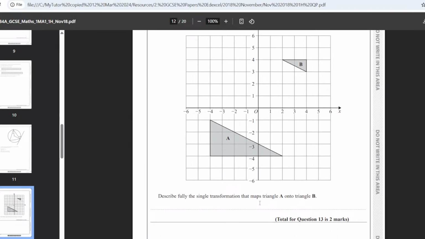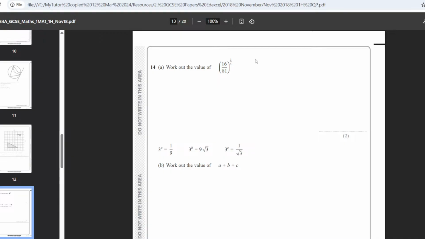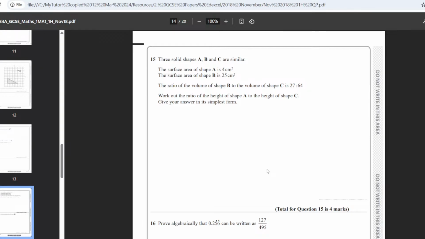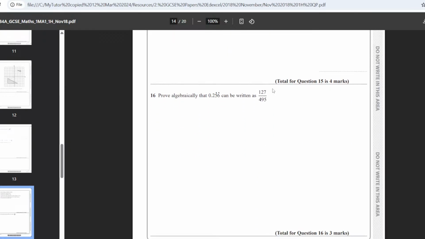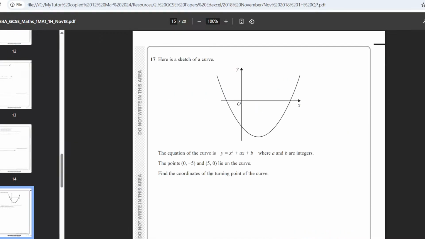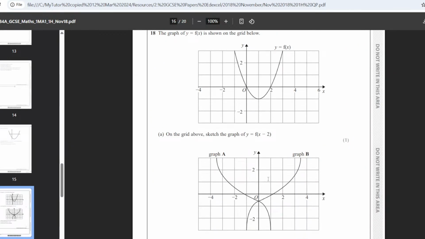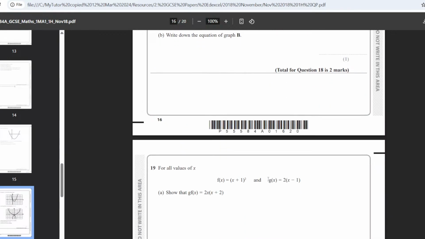Describe fully the single transformation again. Obviously more fractional indices, negative fractional indices, that type of thing. Surface area to volume ratio. Recurring decimals to fractions. What's this? Find the coordinates of the turning point of the curve. 4 marks. You've got graph transformations.